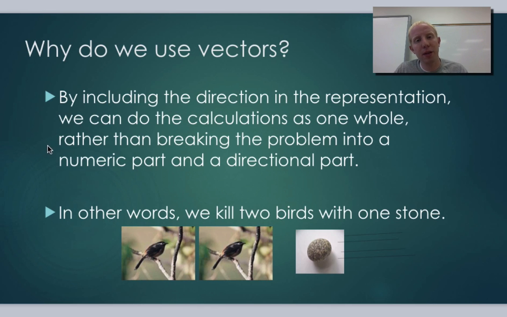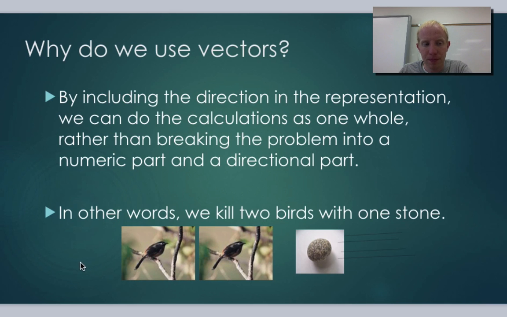We don't have to break it apart into different directions and say, okay, these are two values and we add those together, but wait, one's in a different direction. If we include it all in our description as a vector, then the math becomes easier. We can account for it all at one time. We're basically killing two birds with one stone. Rather than doing two separate problems, one for the value and one for the direction, we can do them both at the same time.